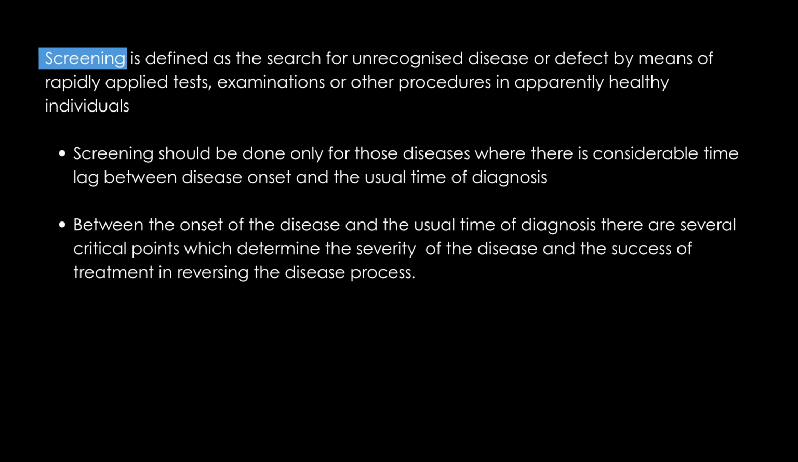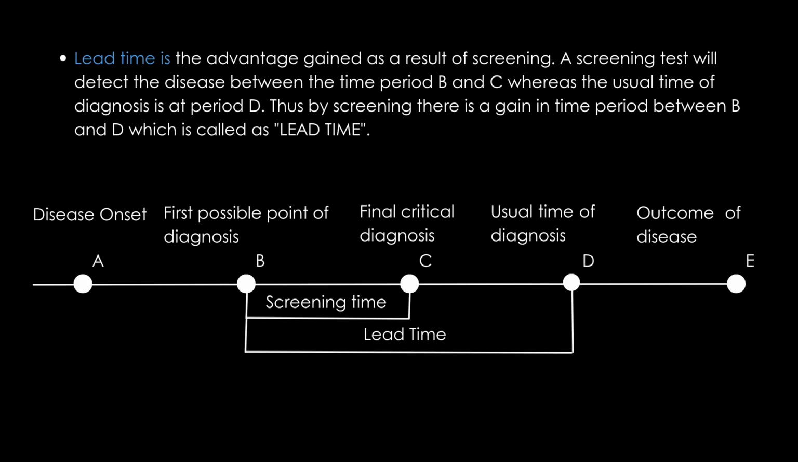Screening should be done only for those diseases where there is a considerable time lag between the disease onset and the usual time of diagnosis. Between the onset of disease and the usual time of diagnosis, there are several critical points which determine the severity of the disease and the success of the treatment in reversing the disease process. Now you can see a timeline of disease from its onset to the first possible point of detection and then the usual time of diagnosis and finally the outcome.